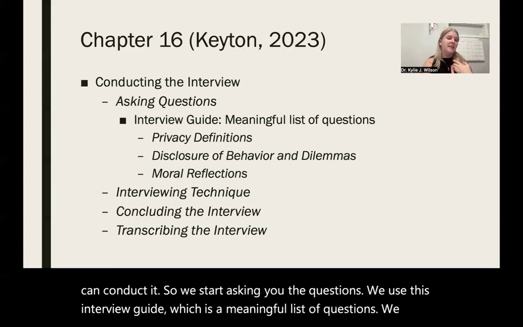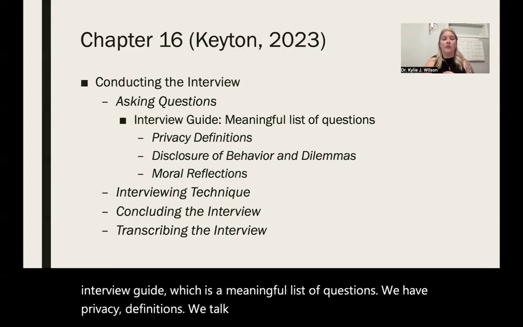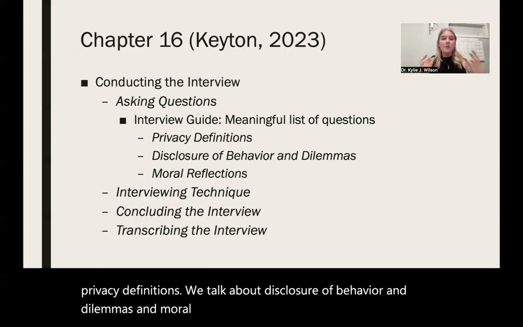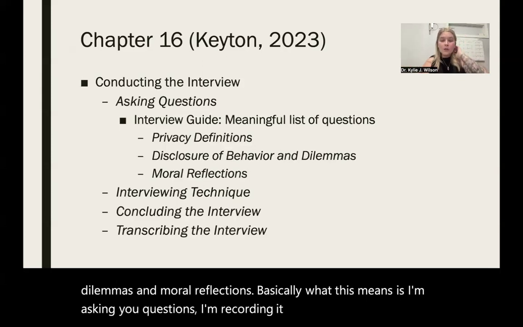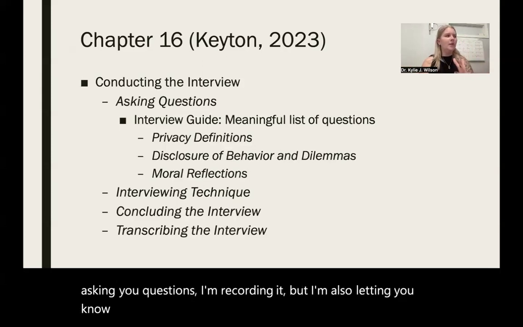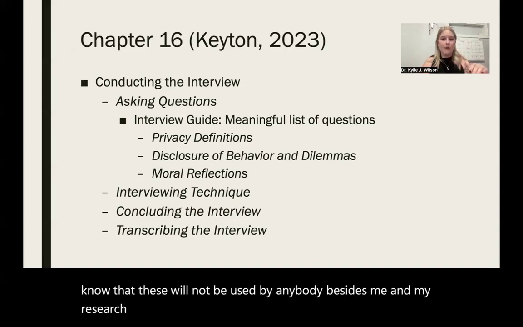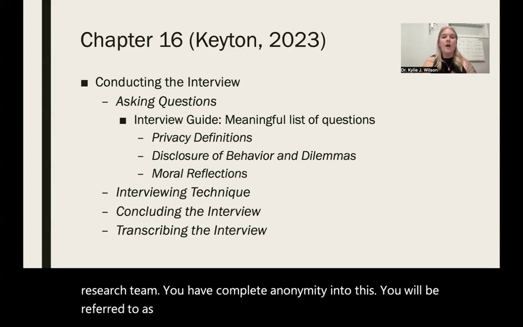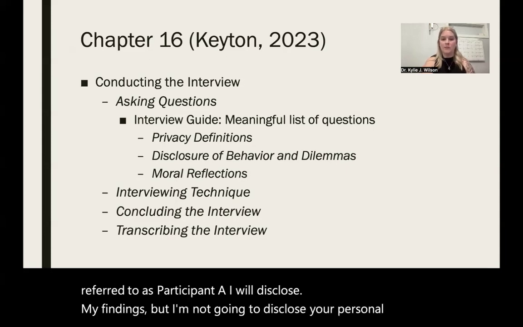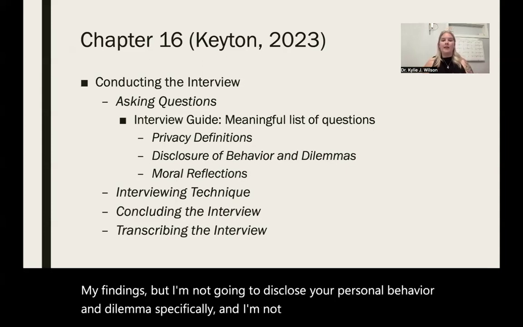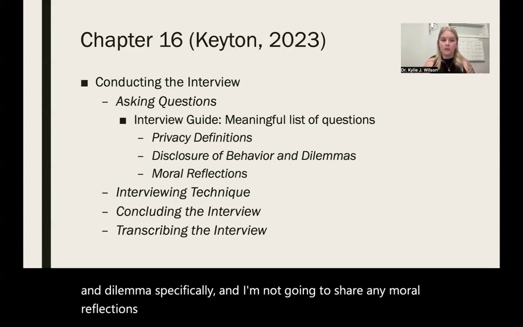We have privacy definitions. We talk about disclosure of behavior and dilemmas and moral reflections. Basically, what this means is I'm asking you questions, I'm recording it, but I'm also letting you know that these will not be used by anybody besides me and my research team. You have complete anonymity into this. You will be referred to as participant A. I will disclose my findings, but I'm not going to disclose your personal behavior and dilemmas specifically, and I'm not going to share any moral reflections on your part, right?